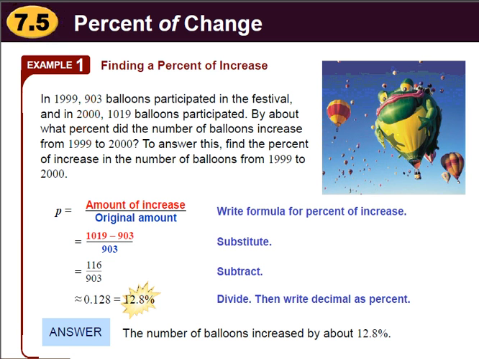So if we were to go through and look for the information we know, let me sneak this little tray over here. Okay, we know that we started out with 903 balloons. So that's going to be our original amount. And so we're going to put that down here. And then we know that we had 1,019 balloons the following year.